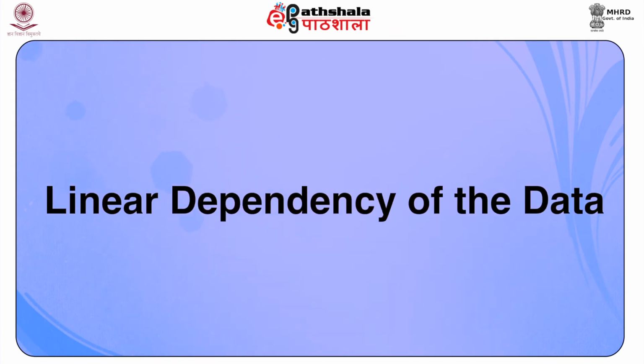Linear dependency of the data. If a single composite score has been computed by summing or averaging the subscale scores, then both the composite score and subscale scores should not be used for analysis. This results in linear dependency of the data, as the composite score is completely dependent on the subscale scores.